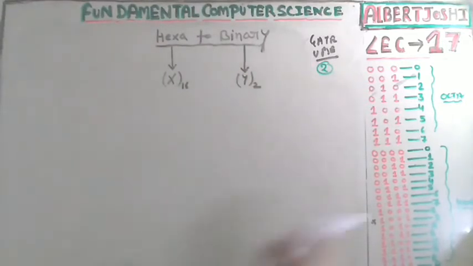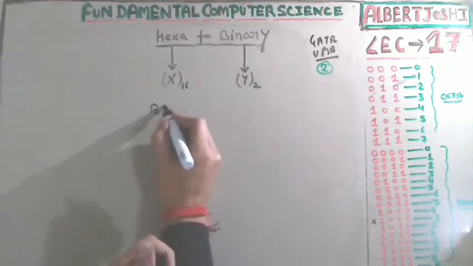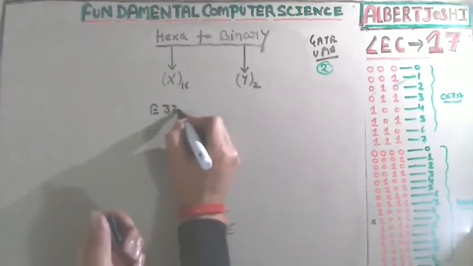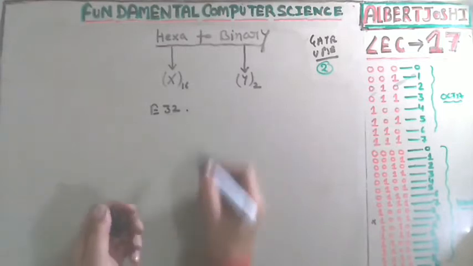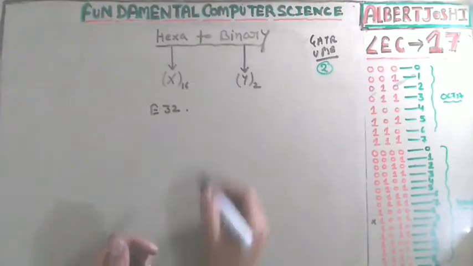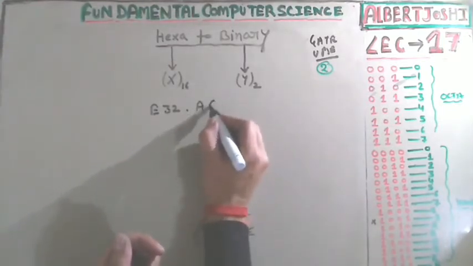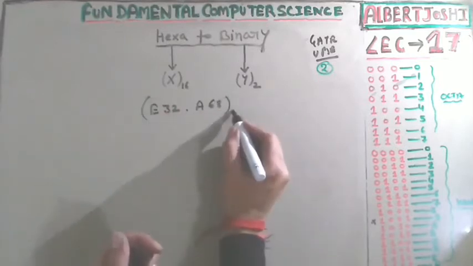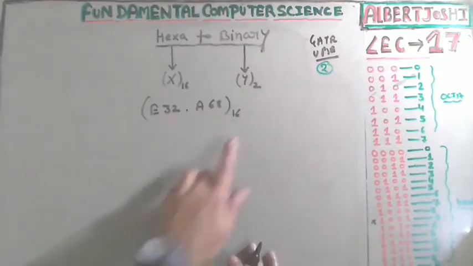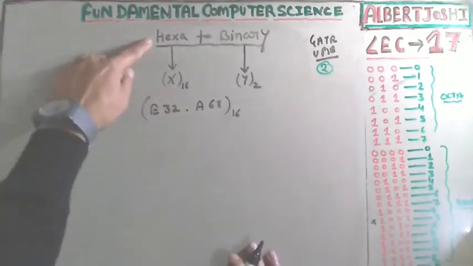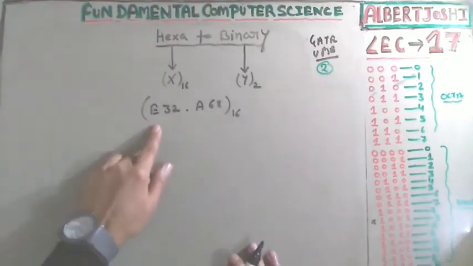Let us take this example: E32, then a decimal point, then A68. You can take anything. And here we have written the base is 16, so this base is representing that this is a hexa number. Now how to convert hexa to binary?